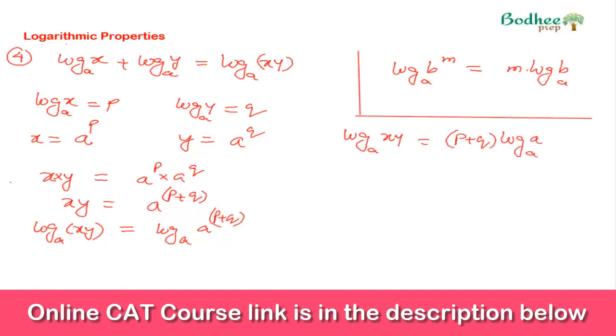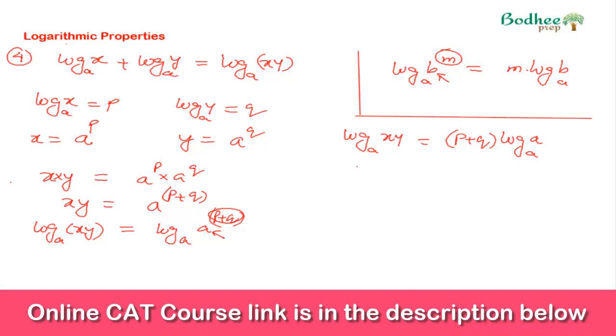So here if I compare, then the base a is same, b is a again, here b is a again, and the value of m is nothing but p plus q. So here we can see that p plus q will get multiplied with log of b with base a, but b and a both are equal, so we can write it like this. Again, using the previous property that log of a with the same base, the value is always 1.